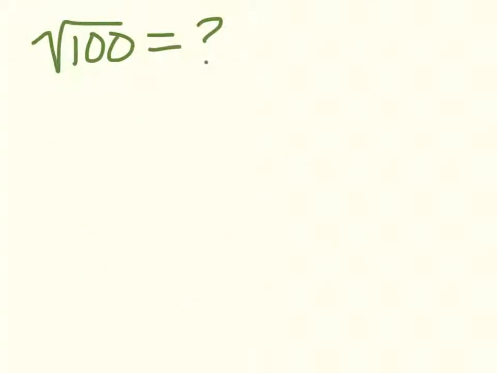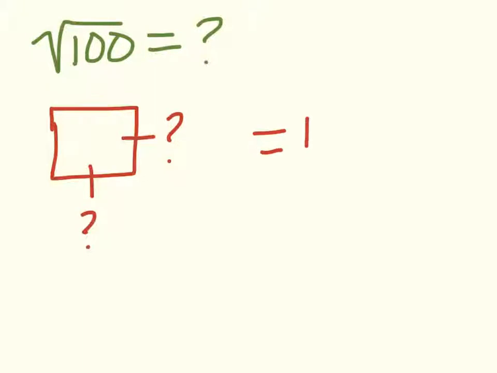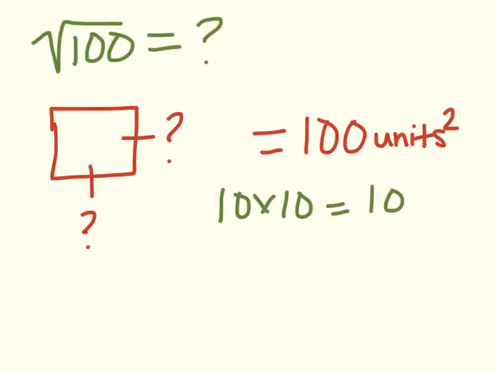Let's try another example. What is the square root of 100? Once again, you can use that square if it helps you to visualize how this process works. So we know that something times something equals 100 square units. Okay, 100 units squared. All right, so what times what equals 100? Well, my memory tells me that 10 times 10 equals 100. Therefore, the square root of 100 equals 10.